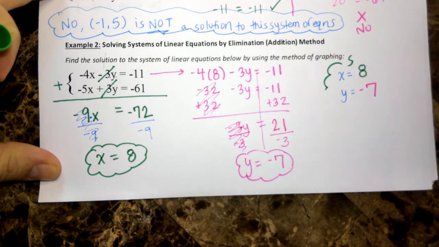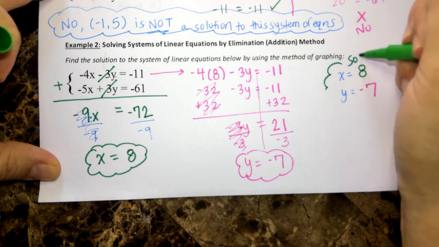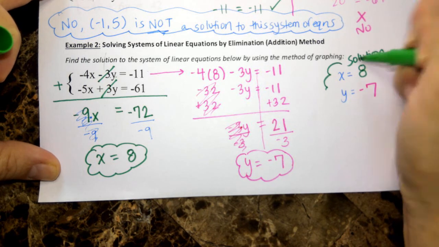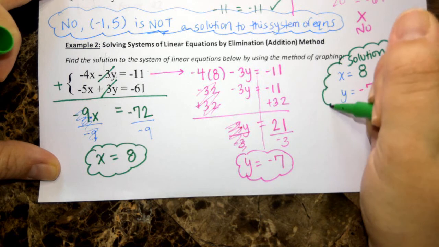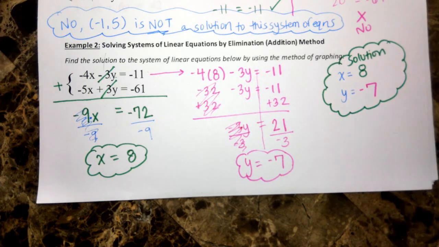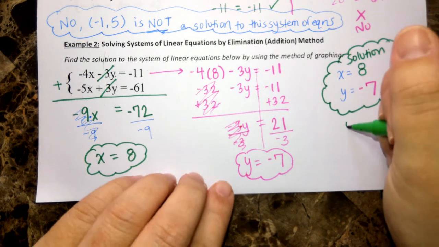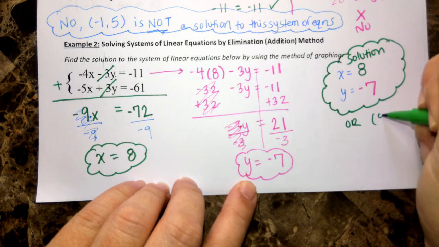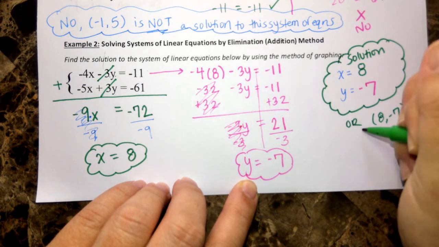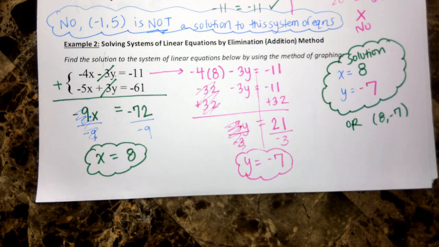And this is our one solution. So this system of equations does have a solution, and it is 8, negative 7. Okay. Now you can leave it like this. You could also write it as an ordered pair if you wanted to. You can also write it as (8, negative 7) if you want to write it as an ordered pair. That's also fine. It's the same thing.